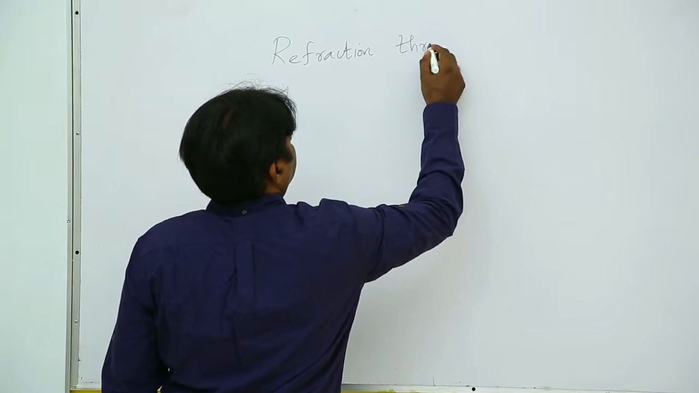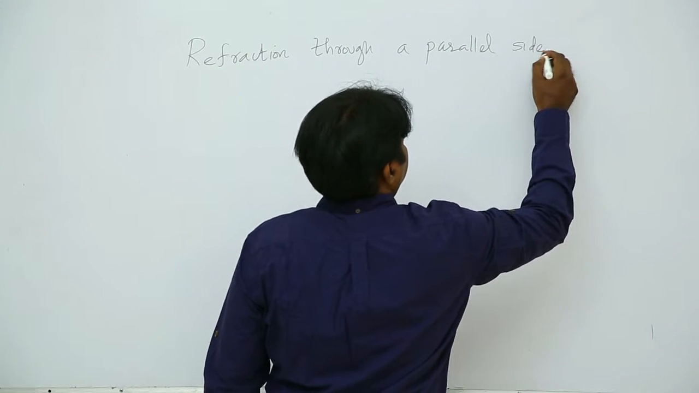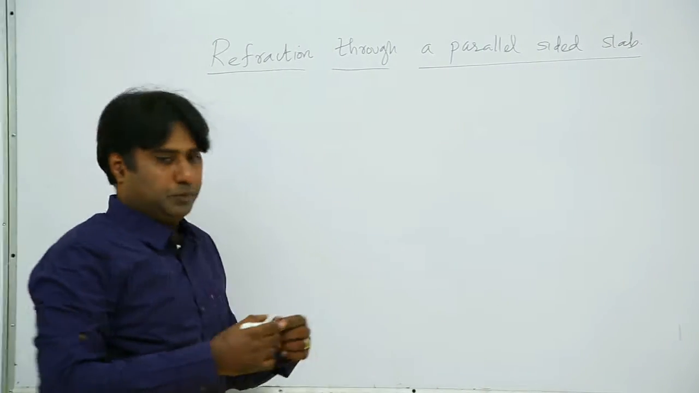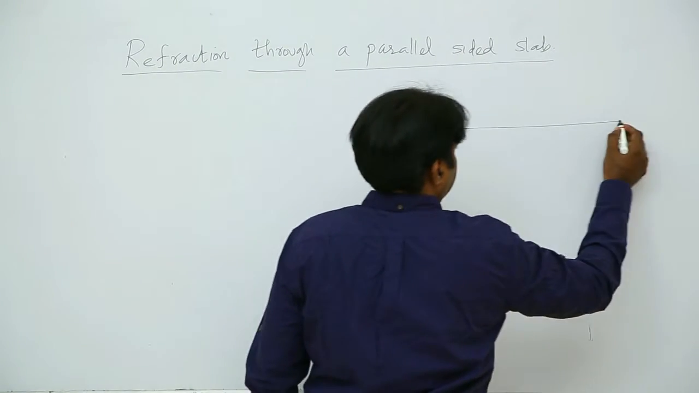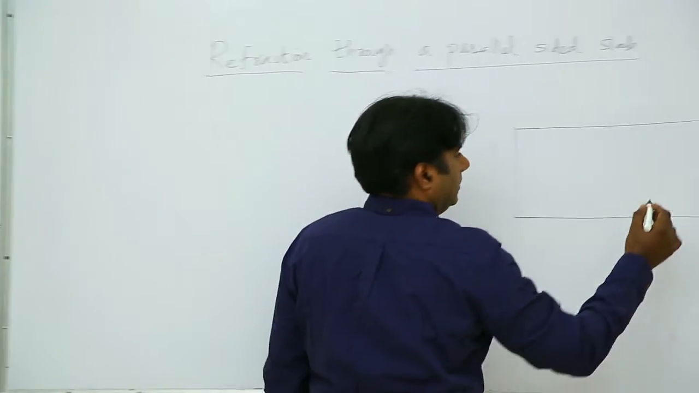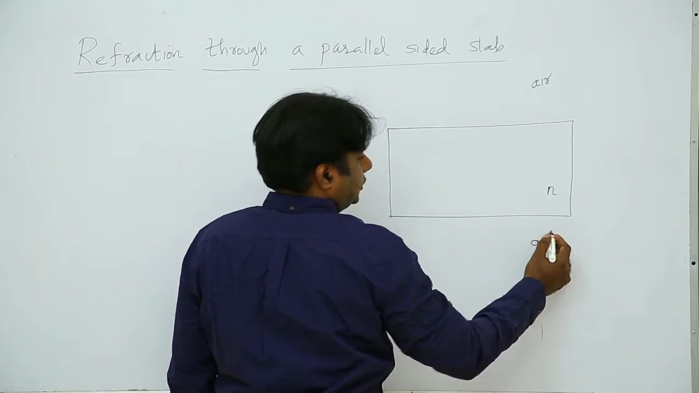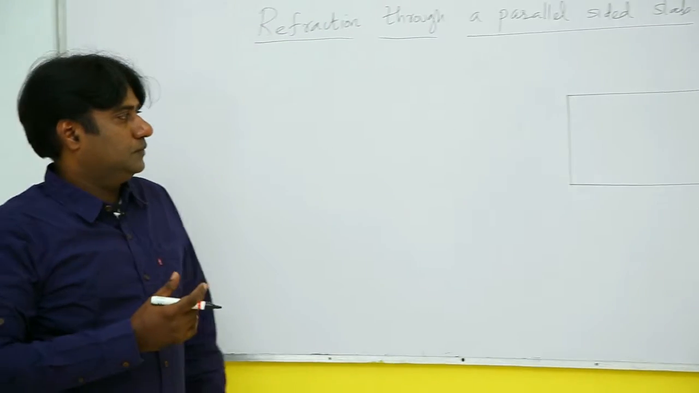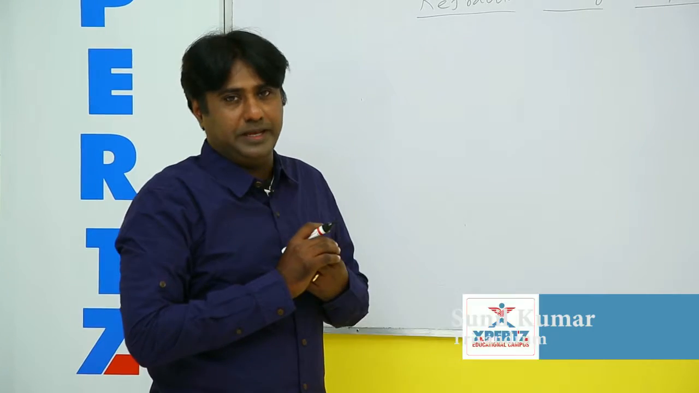Refraction through a parallel sided slab. So light is going to pass through a parallel sided slab, and we shall see what actually happens in that case. Suppose this is that parallel sided slab you are having, a material of refractive index n surrounded by air. Here also air. It is having a thickness t. So you have a slab, say glass slab, having a thickness t and refractive index n surrounded by air.